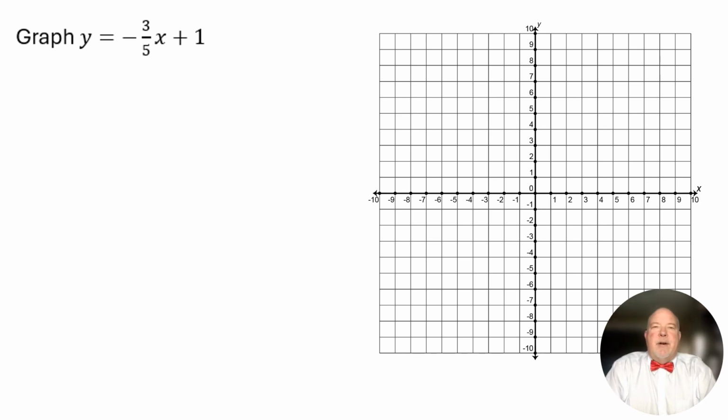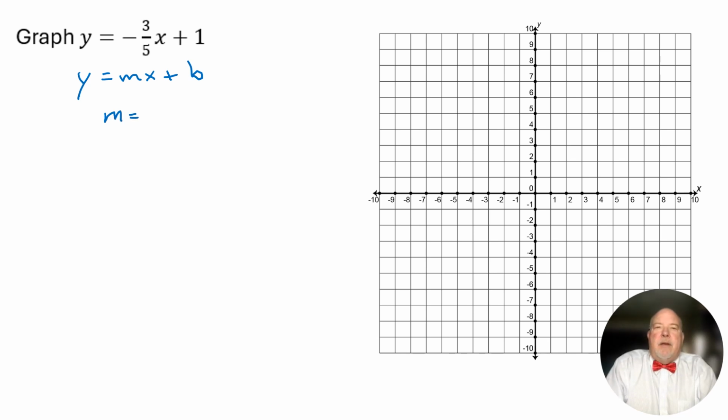All right, so we're asked to graph this equation, and the first thing you should recognize when you see this equation is that it's in slope-intercept form. It's important that you're able to identify that, so make sure you know the different forms. So slope-intercept form looks like this: y equals mx plus b, where m stands for the slope of the line.